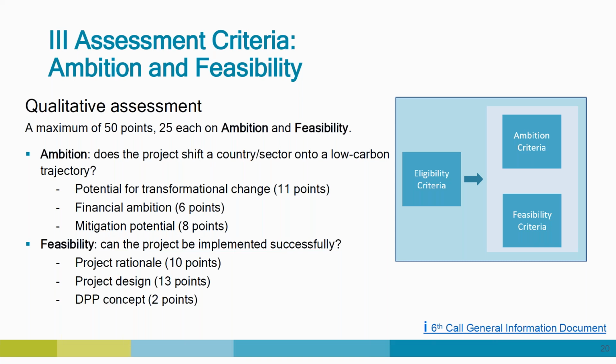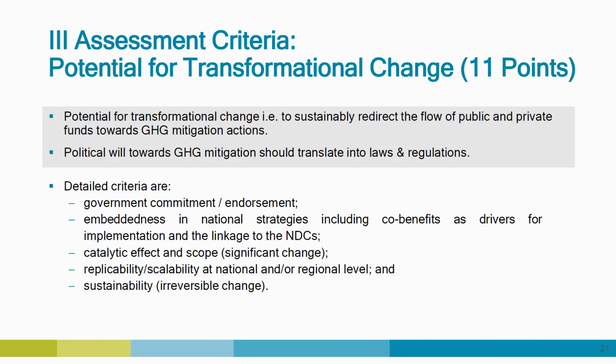On this slide, you can also see the rating we attach to these sub-criteria. The points represent the importance we attach to the different criteria. You can see, for example, that transformational change is our most important ambition criterion. Even more so when you consider that financial ambition is actually part of the transformational potential and that we address it separately in order to give it a special focus. We attach a high importance to the NAMA support project design, rationale, and its technical and financial characteristics.